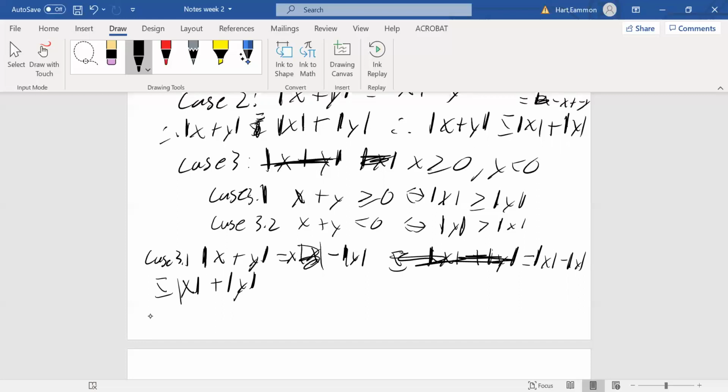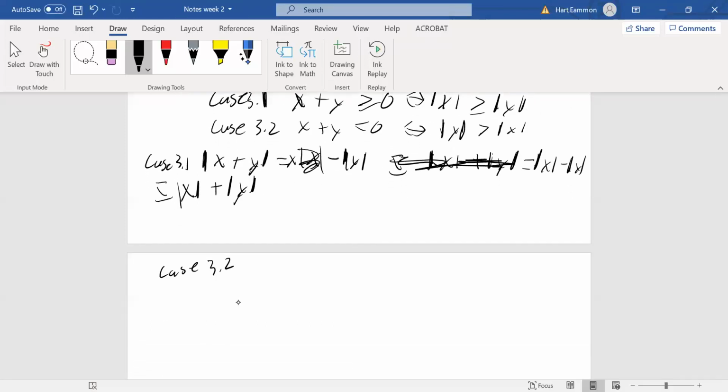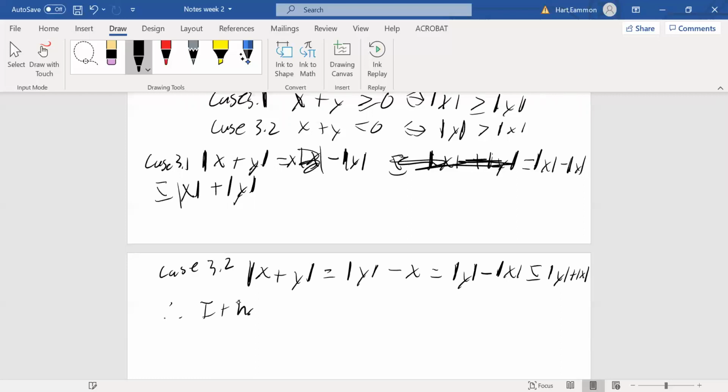So case 3.2 is the equivalent of saying the absolute value of x plus y is equal to the absolute value of y minus x, which is equal to the absolute value of y minus the absolute value of x, and that is going to be less than or equal to the absolute value of y plus the absolute value of x. Therefore, it holds in both subcases.